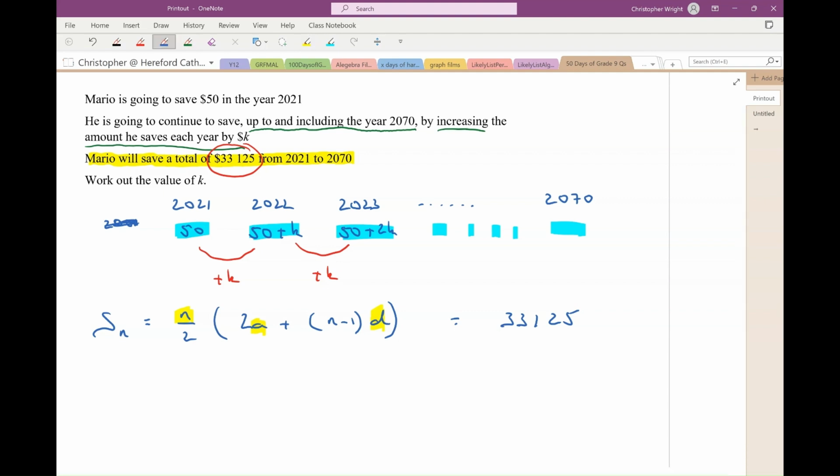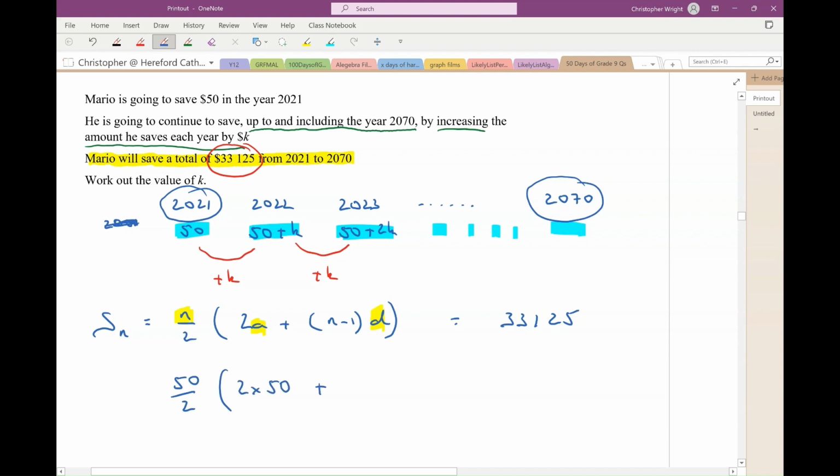We know n because we've got how many terms from 2021 up to 2070. So I'm going to do 2070 minus 2020 to give me 50. So there are going to be 50 terms of this sequence. So n is 50, so it's going to be 50 over 2. Now what's the first term? Twice the first term, so that's twice times 50, plus n minus 1. Well, n is 50, so that's 49 times the difference between each term, times k.